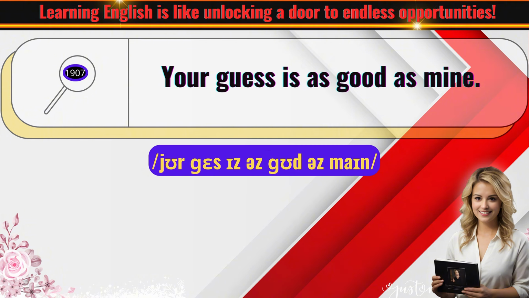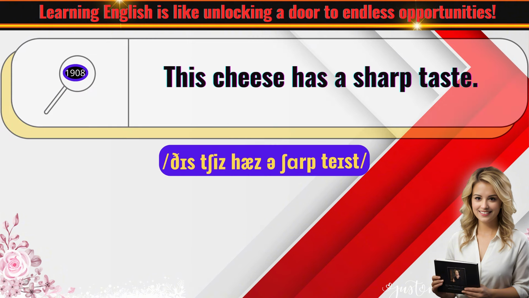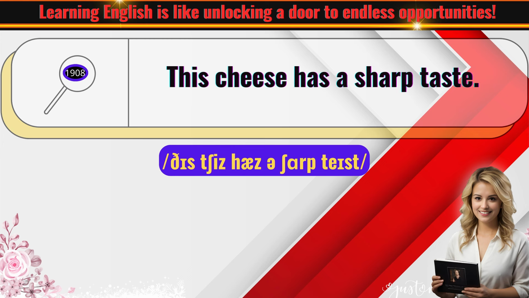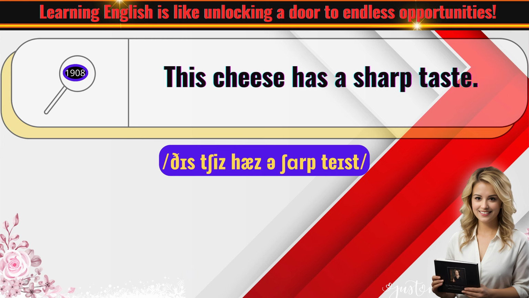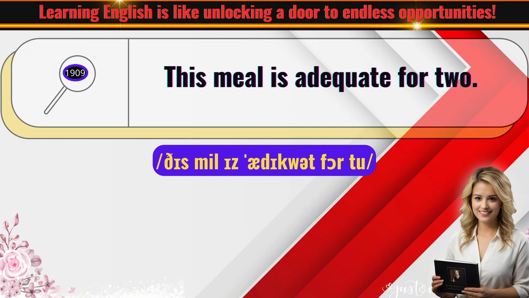Your guess is as good as mine. Your guess is as good as mine. This cheese has a sharp taste. This cheese has a sharp taste. This meal is adequate for two. This meal is adequate for two.